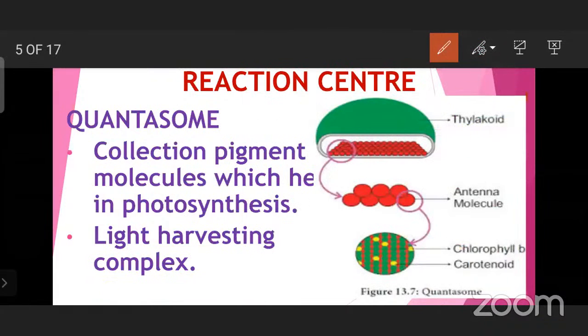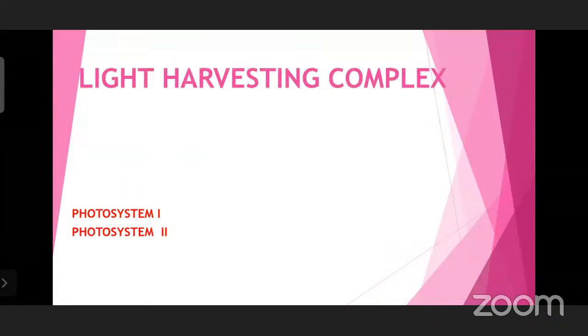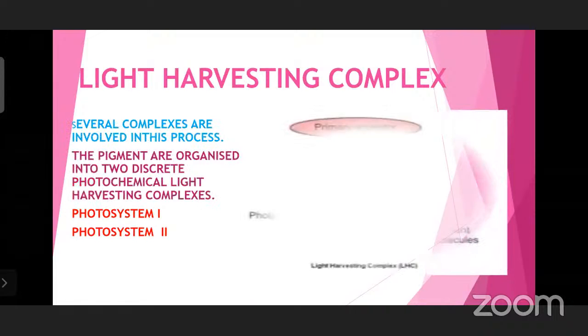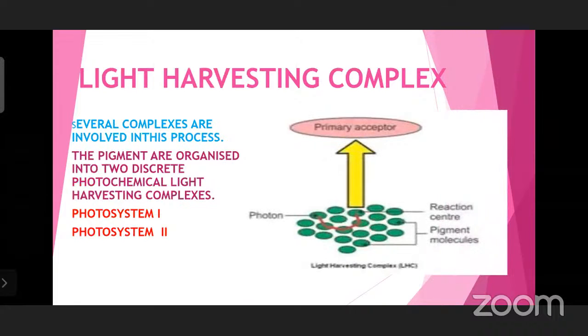And here you can see photosystem 1, photosystem 2. Just now I discussed the light harvesting complex. It will make you clear what is photosystem 1, photosystem 2.